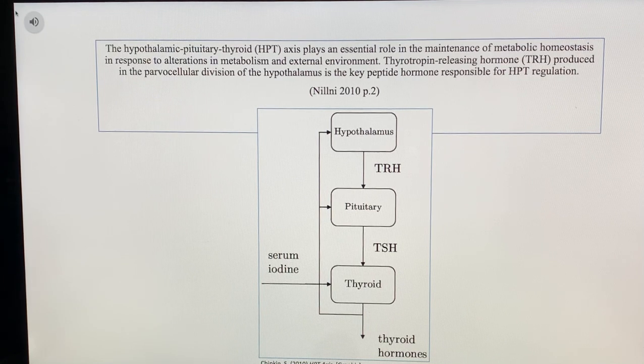The body's balance and regulation greatly depends on the HPT axis, which includes the hypothalamus, pituitary gland, and thyroid gland. When the hypothalamus needs more hormones from the thyroid gland, it secretes thyrotropin-releasing hormone, which the pituitary gland responds to by secreting thyroid-stimulating hormone, which then stimulates the thyroid to produce T3 and T4.